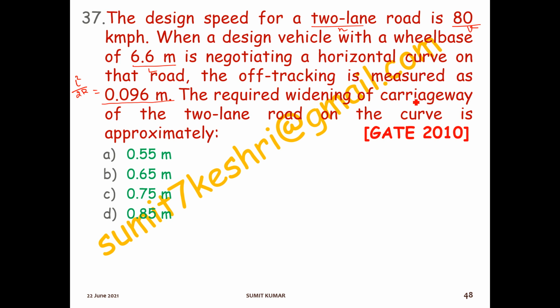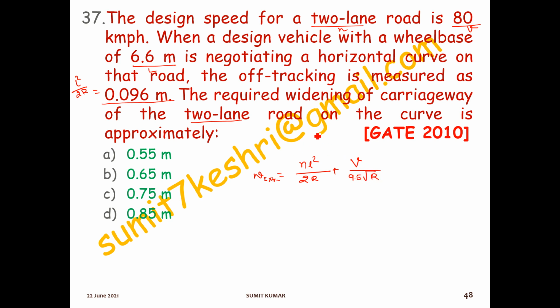The required widening of carriageway of the two-lane road on the curve is approximately what? So we know the formula for extra widening: mechanical widening, that is N L square by 2R, plus psychological widening, that is V by 9.5 root over R.